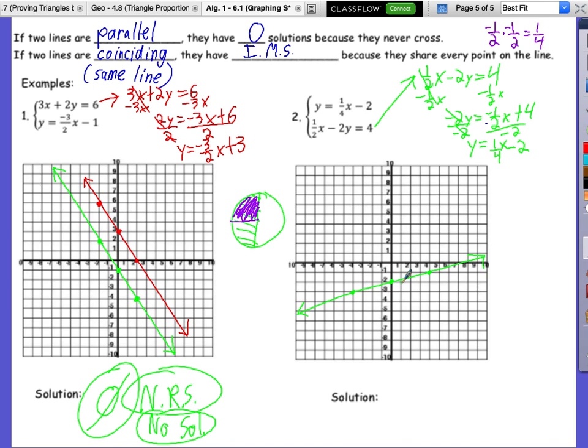Infinitely many. This is the solution. This is the solution. Solution, solution, solution, solution. All of them are solutions. So you can say it has infinitely many solutions, or you can say all real numbers. That is an acceptable way to say it as well.